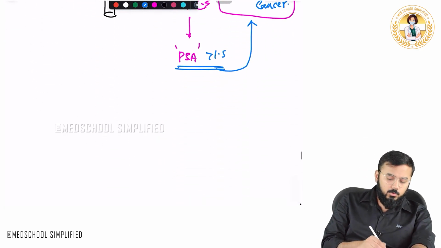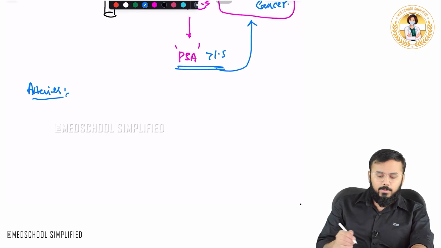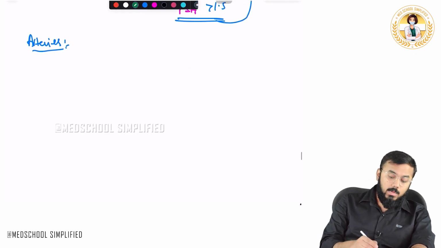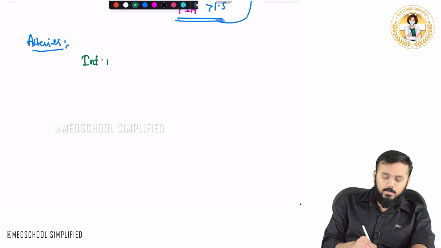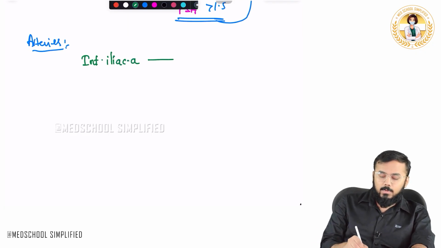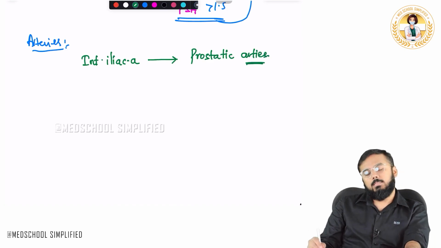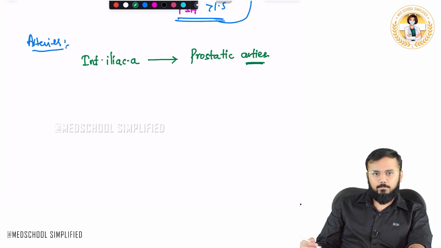Now, when it comes to the arteries, what is the important thing? The artery over here is the internal iliac artery. The internal iliac artery will give out a branch called the prostatic arteries, and these prostatic arteries supply the prostate gland.